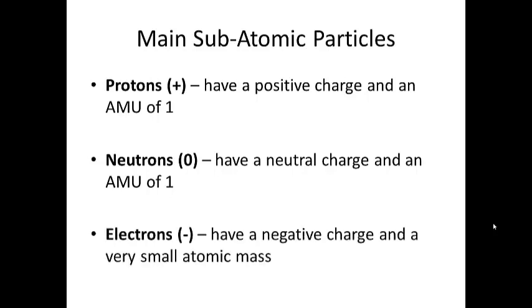Finally, we have the electrons. The electrons are not located in the nucleus. They are located outside in the electron cloud. They have a negative charge, represented by a minus sign, and they have a very small atomic mass. So small, we generally don't consider it when we're looking at the atomic mass of an element.